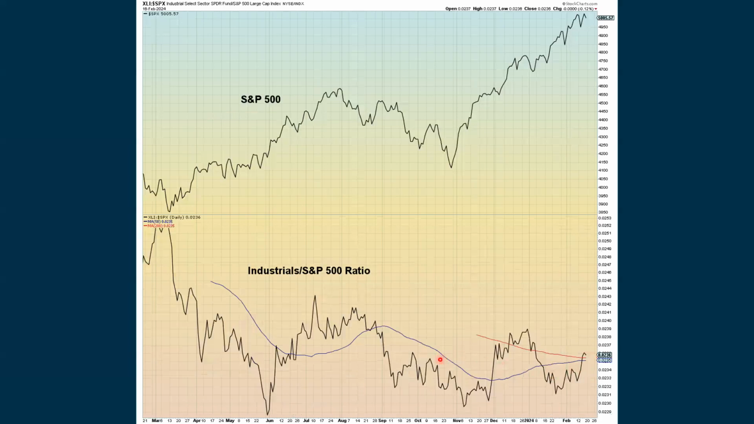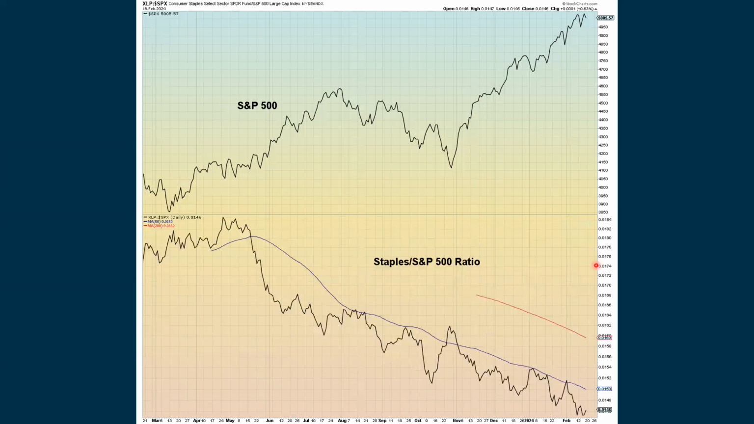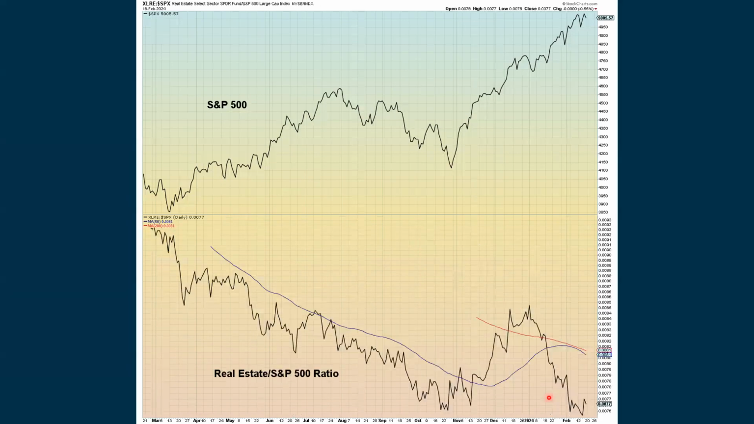Here's the industrials, which continue to be in a longer-term downtrend compared to the S&P. Tech sector, one of the stronger areas, even though it's been pulling back. Staples are underperforming the S&P. Real estate is also underperforming the S&P.